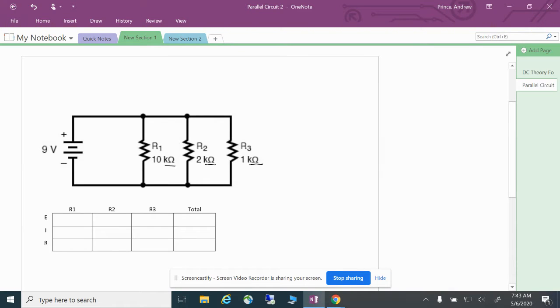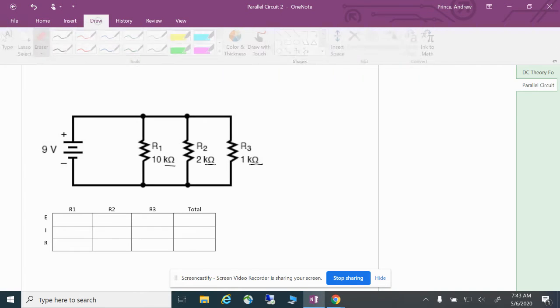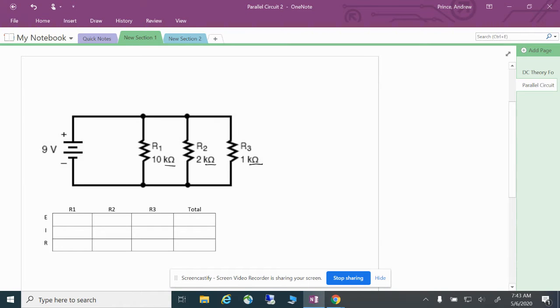Alright, here's another simple parallel circuit. The only thing we're adding into it now is we got some prefixes in front of our units. So we got kilo ohms instead of ohms here. We're just going to need to pay a little bit more attention when we're plugging the values in to make sure we put them in correctly. So 10 kilo ohms, 2 kilo ohms, and 1 kilo ohm. So we're looking at 10,000 ohms, 2,000 ohms, and 1,000 ohms.